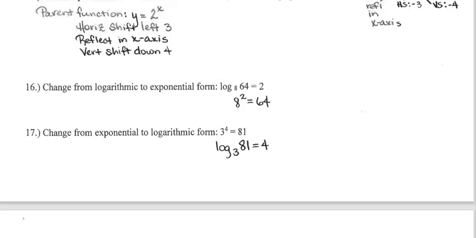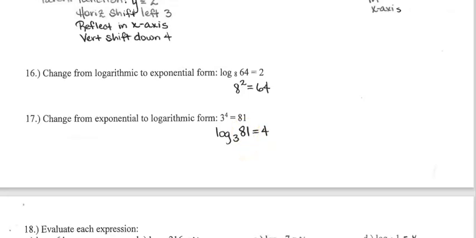All right, then for 16 and 17, we're switching back and forth from logarithmic and exponential forms. So remember, you're going to take your base to your answer, and that's equal to what you were taking the log of. So 8 to the second equals 64. If we're going the opposite way, then again, this is my base, this is my answer, and then this is what I'm taking the log of. And again, you can check it. 3 to the 4 is equal to 81.